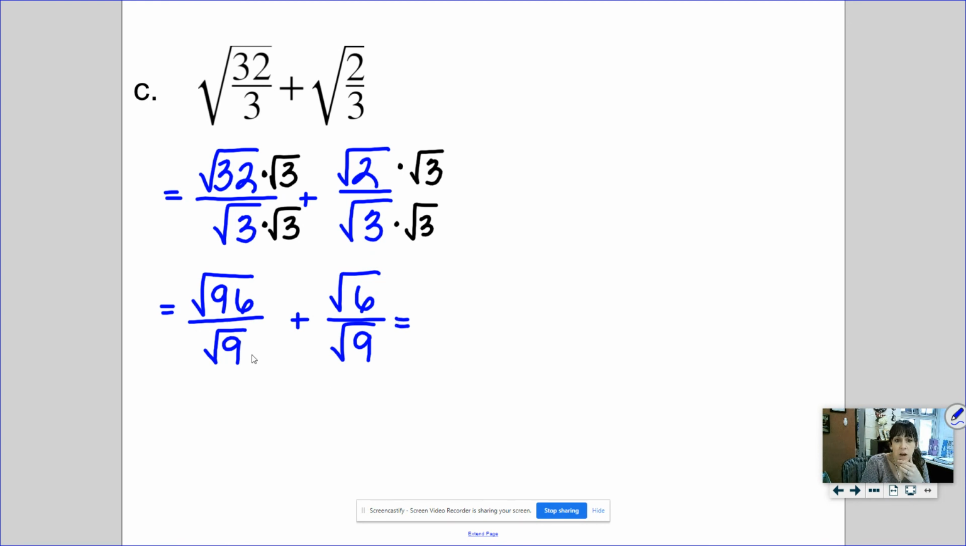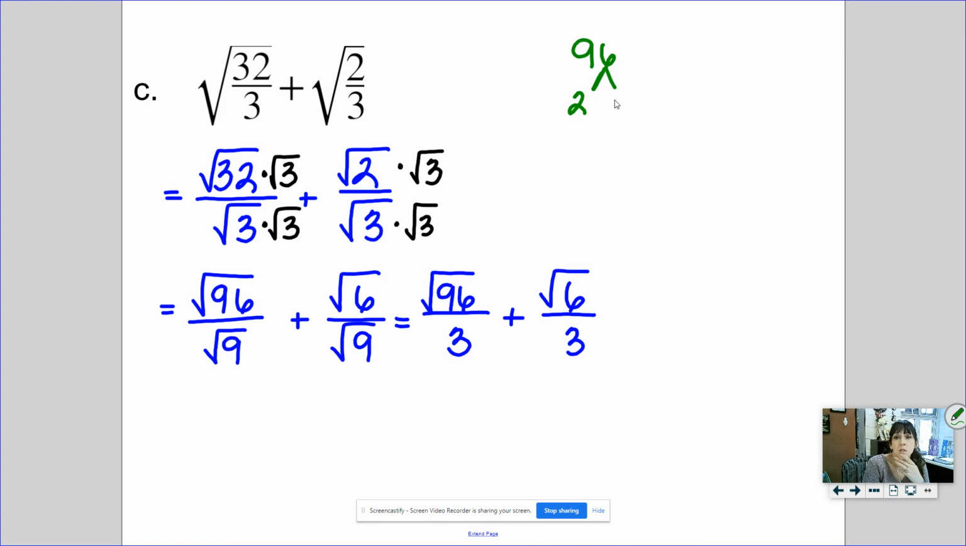And then what's square root of 9? Isn't that 3? So this would just be a 3 on the bottom. And a 3 on the bottom. Okay, this is looking better. We still, though, have not simplified inside the radical. So like 96, is it possible for that to break down?